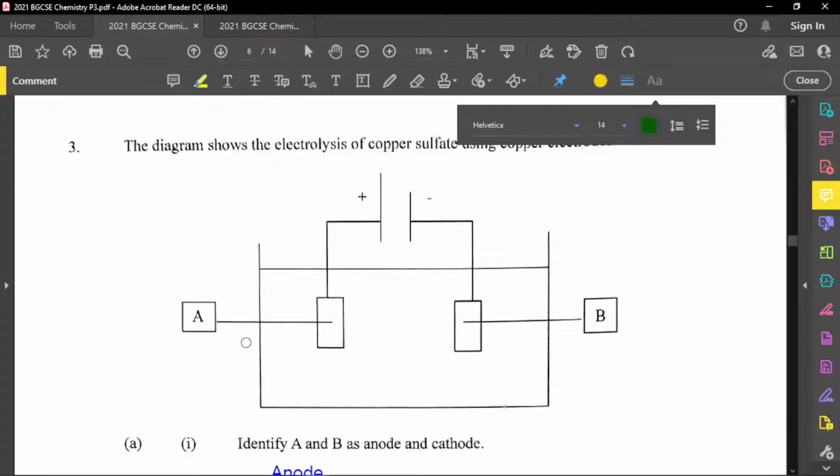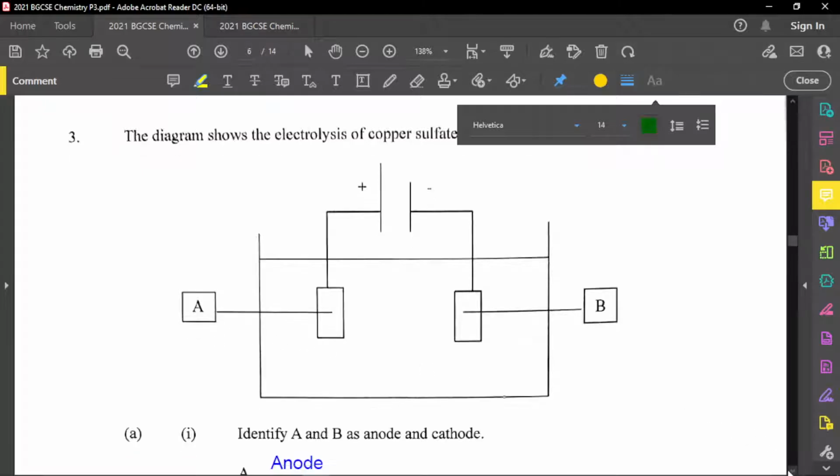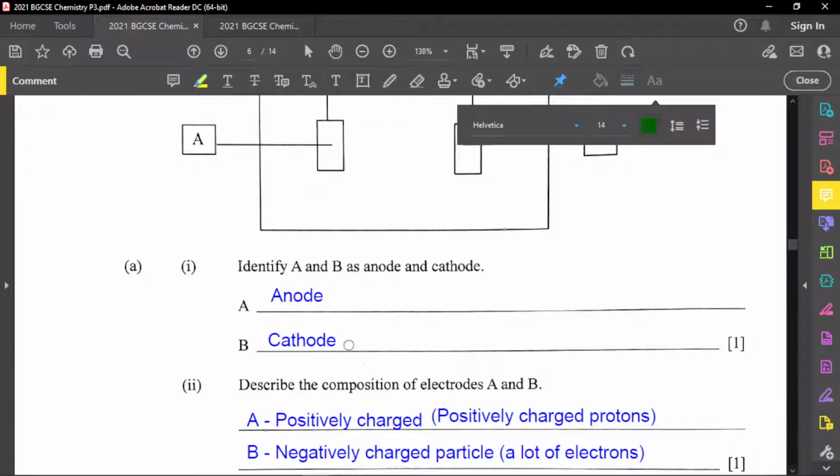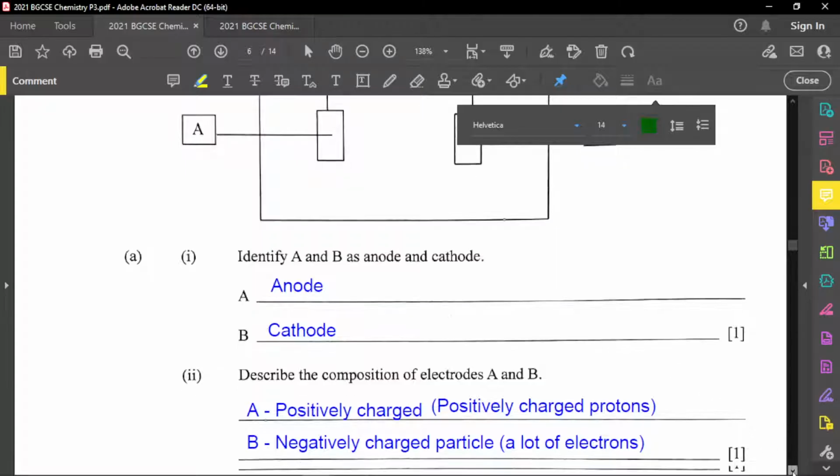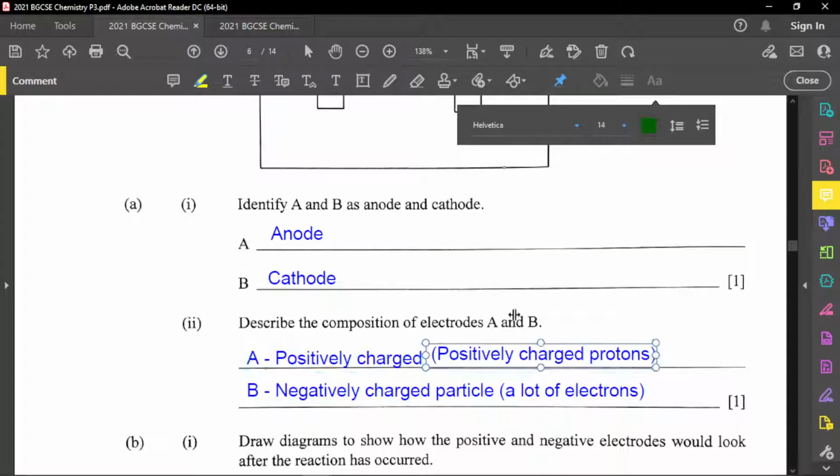To remember, the negative electrode attracts the positive things, the cations, so it is called the cathode. A attracts the negative ions, which are called the anions, and so it is called the anode. So A is our anode and B is our cathode. Now for the next part: describe the composition of electrodes A and B in terms of their charges. A contains positive charges, or you can say positively charged protons, and B is negatively charged, so there are a lot of electrons present in the negative electrode.